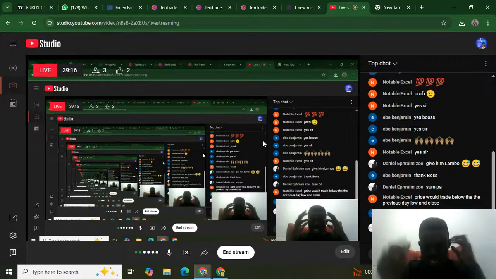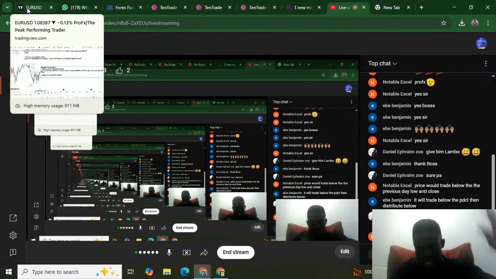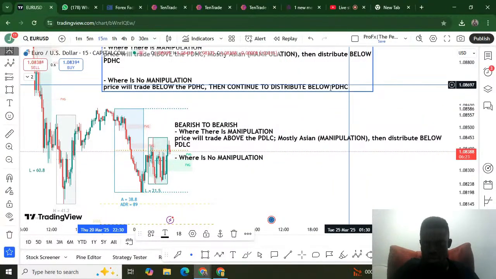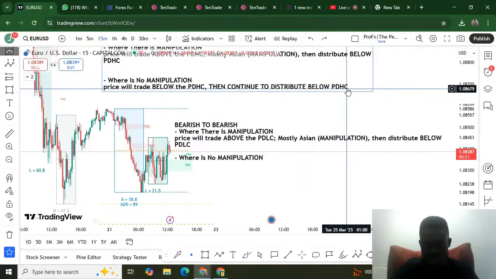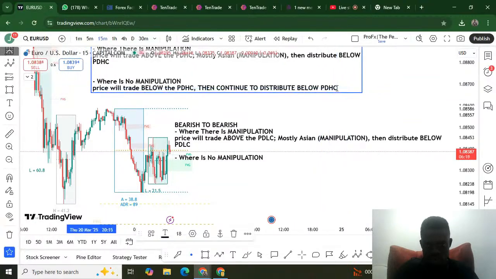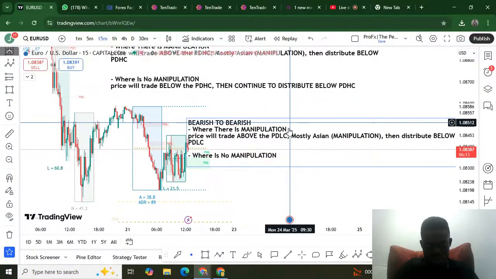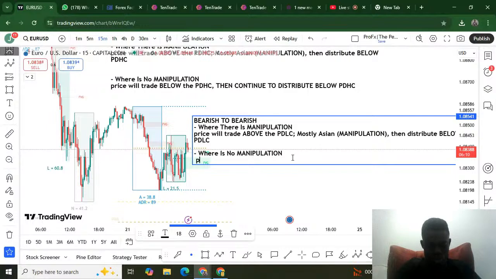This is what we want to see on the charts. If you do not see it, it's not there. So let's go. Price will trade below, very importantly, below where? Below the previous day low and close.